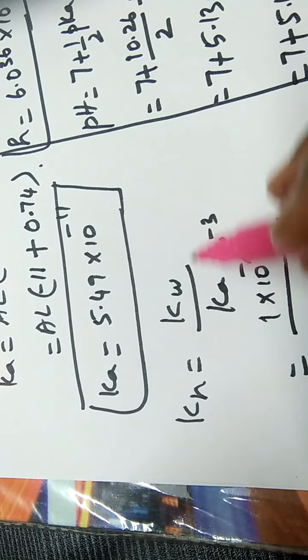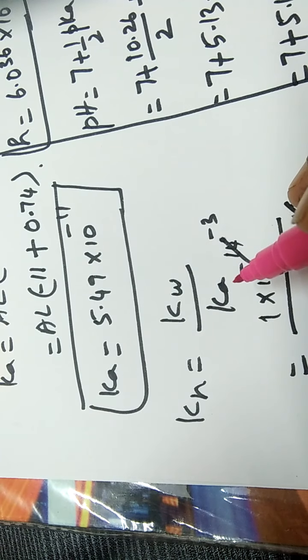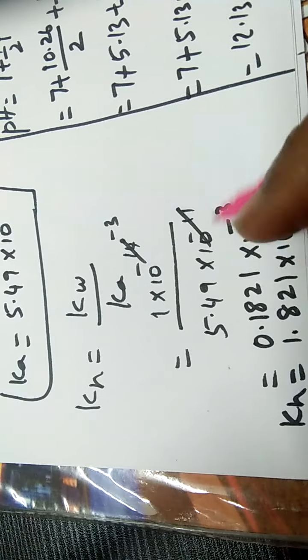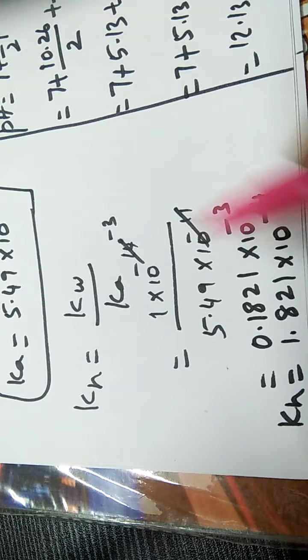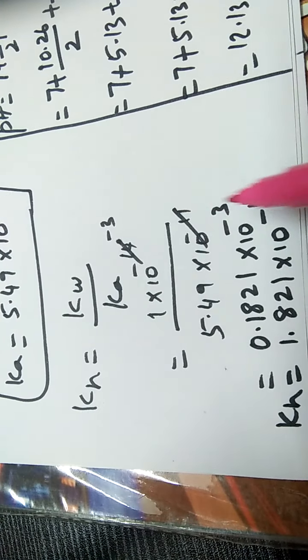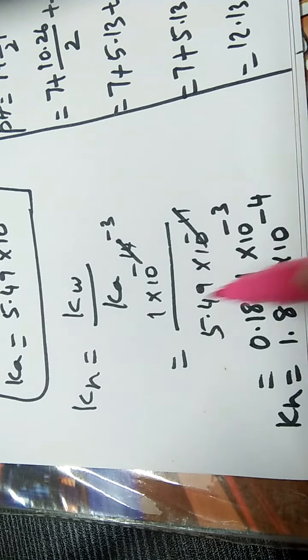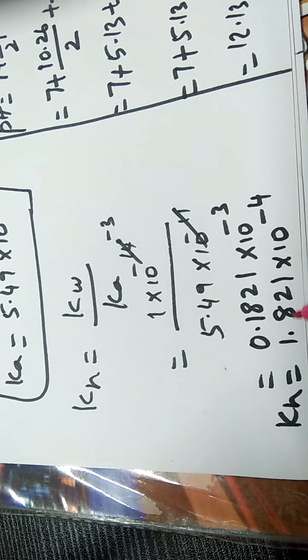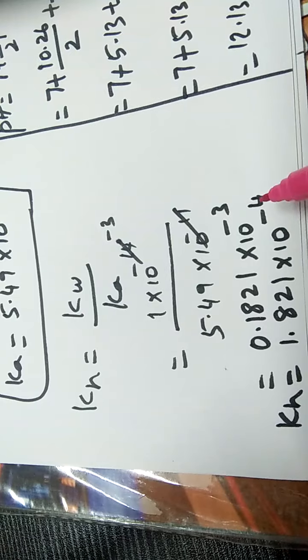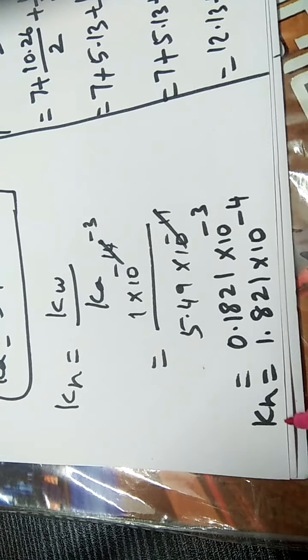Kh is equal to Kw by Ka. That is a formula. Kw is 1 into 10 power minus 14, Ka is 5.49 into 10 power minus 11, and gets cancelled. You get minus 3. 1 by 5.49 is 0.1821. It becomes 1.821, 10 power minus 3 becomes 10 power minus 4. That is the value of Kh. So Kh we have found.